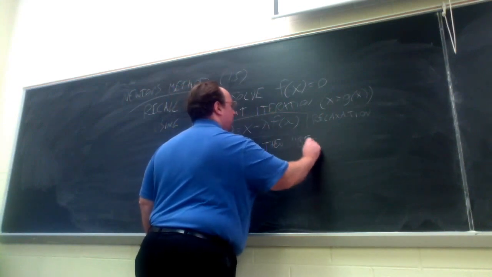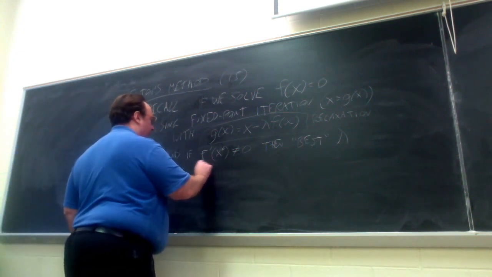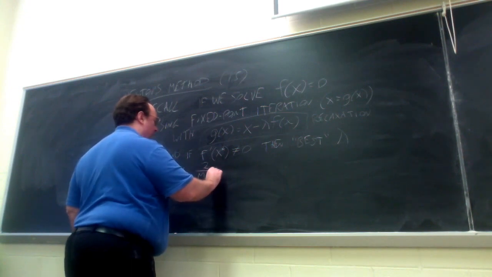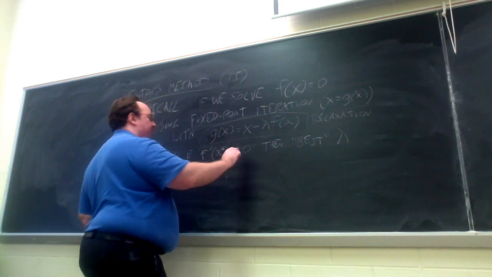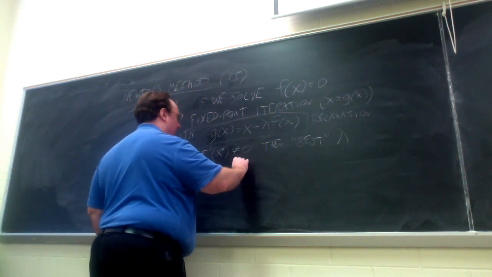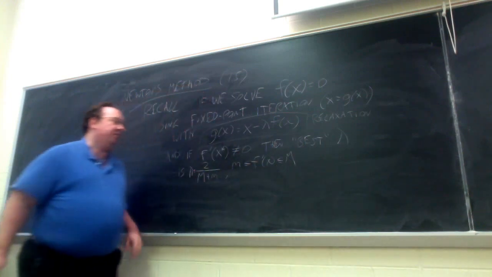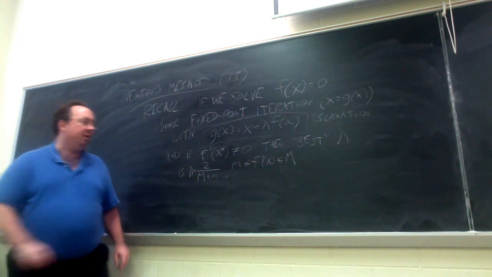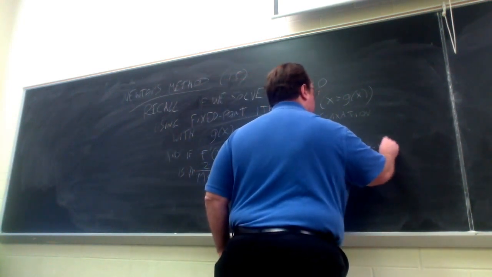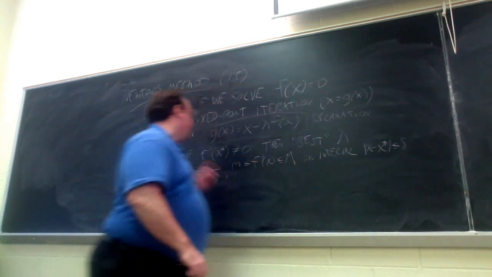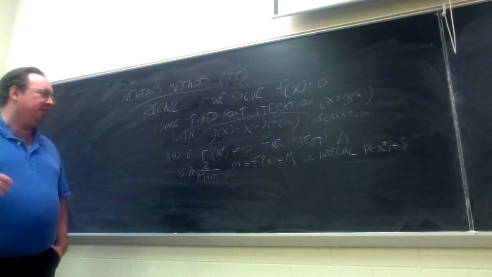Then the best choice of this constant lambda is 2 over little m plus big M. Okay, that's your choice of lambda, where f prime is bounded by, so little m and big M are lower and upper bounds on f prime on some interval, x minus x star is less than some delta, because if f prime is non-zero at the root, then it's going to be non-zero on some sufficiently small interval containing the root. So that's just by continuity.